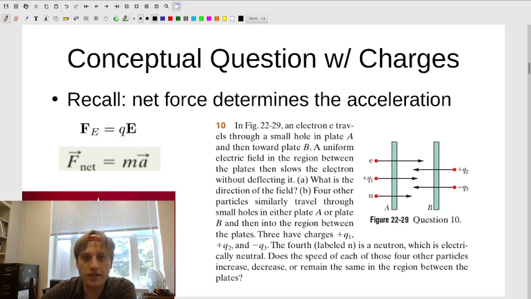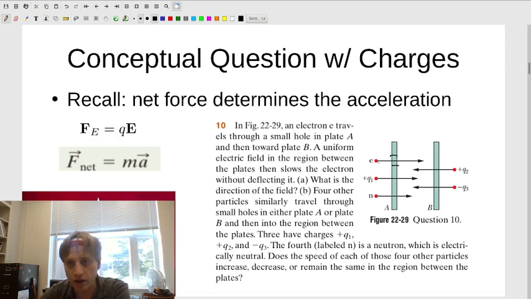Okay, now it says here, suppose we have an electron and all of these different charges that are being accelerated. It first tells us an electron travels through a small hole in plate A, so there's a tube or something there, and then towards plate B. A uniform electric field in the region between the plates then slows the electron without deflecting it. What is the direction of the field?